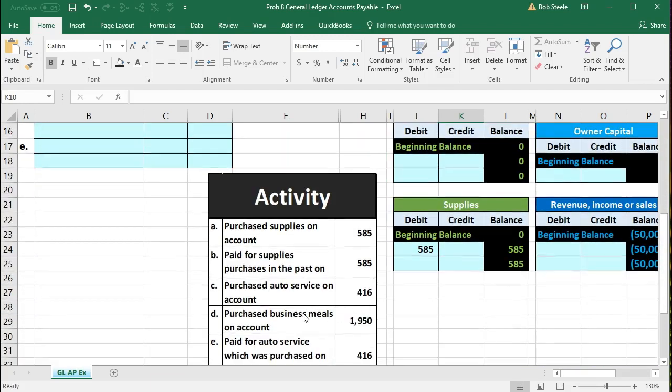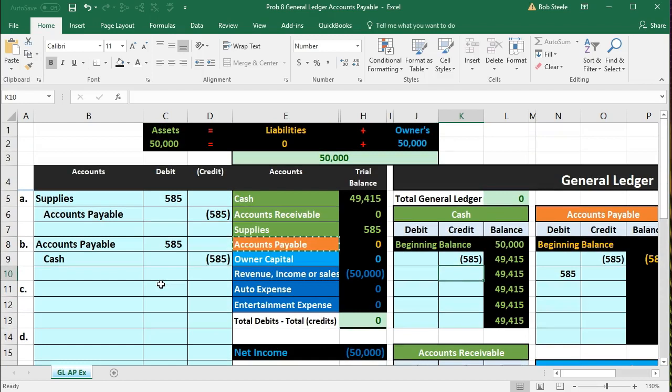Next transaction, we see C says purchased auto service on account. So we purchased auto service. So first question, is cash affected? We're going to say no, cash isn't affected. We purchased it on account, key term: on account.